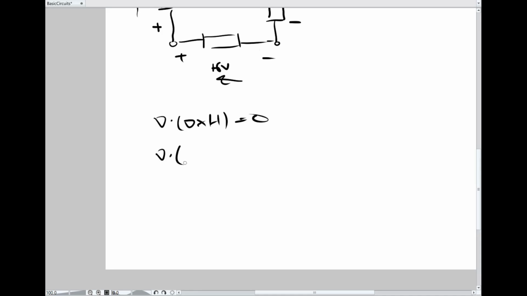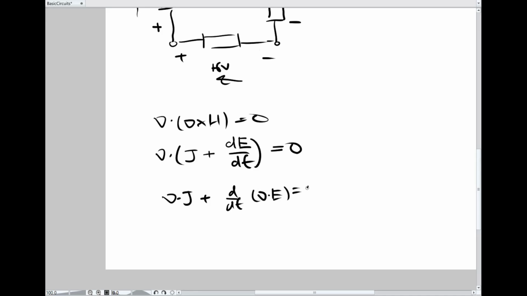So that means that the divergence of whatever the curl of H is equal to, which is volumetric current density plus the change in electric field with respect to time, is equal to 0. Which means the divergence of J plus the change in time of the divergence of E is equal to 0, which means the divergence of J plus the change in time of the volumetric electric charge density is equal to 0.